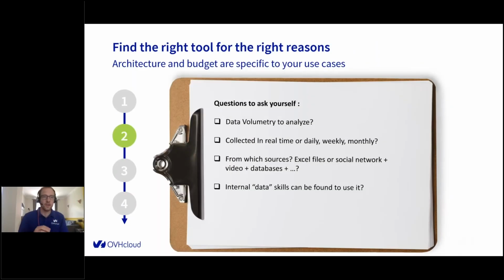Every situation will need the right tool for the right reason. You don't have one magic answer for everything. You will need to ask yourself, what is the data volumetry to analyze? Do you need to collect data in real time, or daily, or weekly, or monthly? What kind of data sources? Is it internal, external? What is the volumetry, etc.? And based on that, you will have first answers, maybe with some partners, with some help, with some solution architect you can provide about what you need. But for sure, you should not say, okay, I need a big data cluster. It does not work like that.